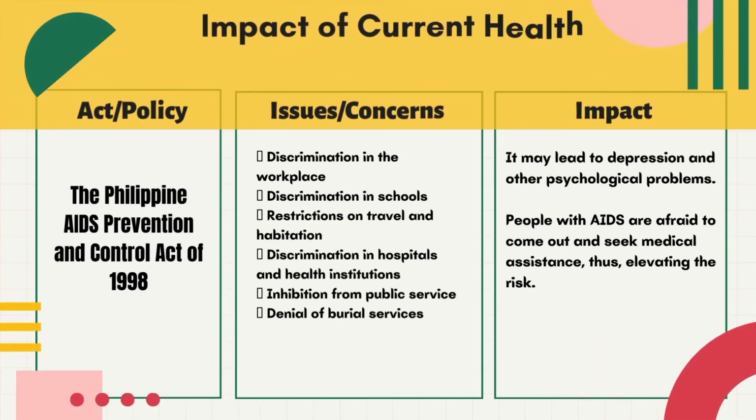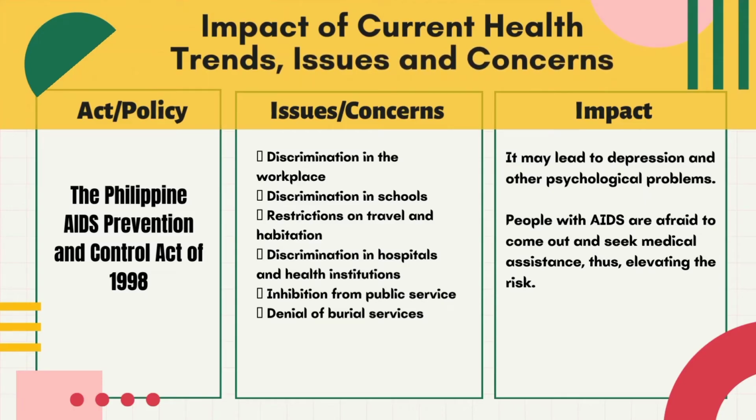Act Number 3, the Philippine AIDS Prevention and Control Act of 1998. Issues/concerns: discrimination in the workplace, discrimination in schools, restrictions on travel and habitation, discrimination in hospitals and health institutions, inhibition from public service, denial of burial services. Impact: it may lead to depression and other psychological problems. People with AIDS are afraid to come out and seek medical assistance, thus elevating the risk.